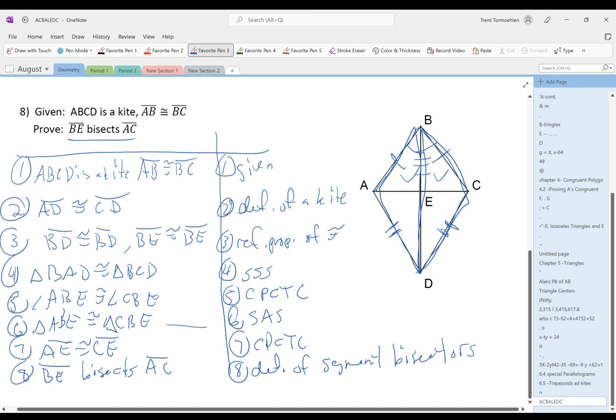So again, the key to this proof is to get a jump start on it by showing that the two big triangles, ABD or BAD, is congruent to BCD. And then that tells us a lot. It tells us then that BD bisects angle ABC and angle ADC. A lot of the stuff and properties from a kite come from that beginning of proving those two big triangles congruent.